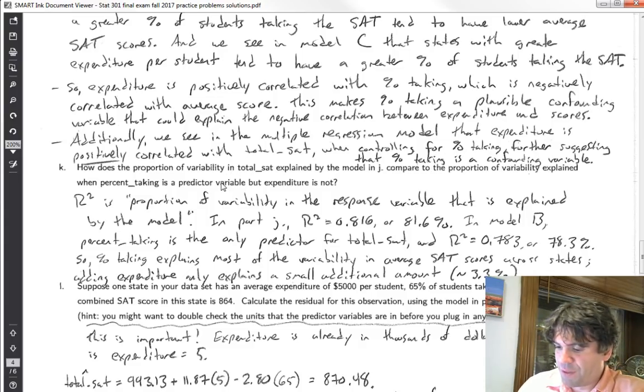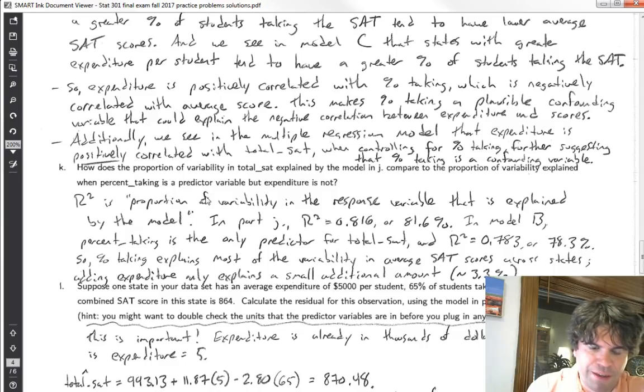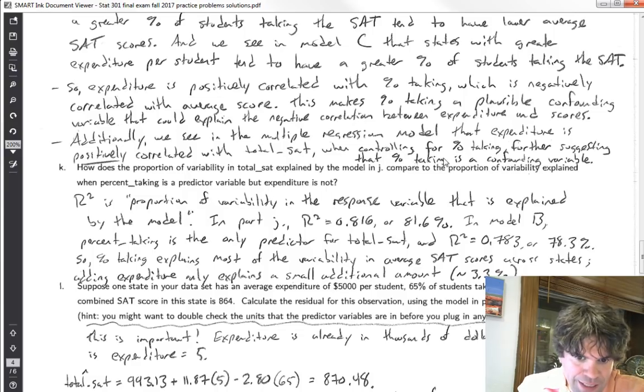So when you see language like this, what's the proportion of the variability in blah blah blah that's explained by blah blah blah, we're talking about R squared. So proportion of variability in the response variable that is explained by, or that is attributable to, the model. That's what R squared is. So let's go up and take a look at the model it's asking for.